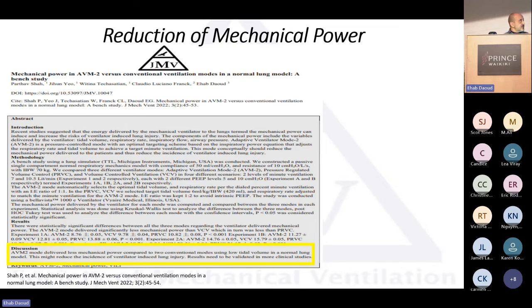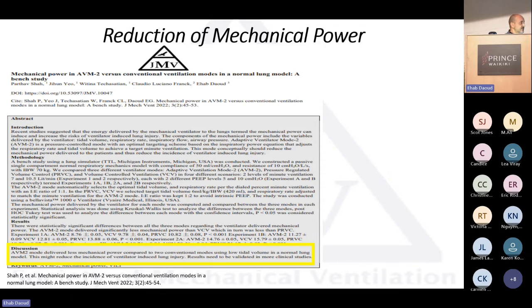This is a simulator study we did in our journal comparing AVM to pressure control in a normal lung setting, like normal compliance, normal resistance. So we compared AVM to pressure control and volume control, and we found that AVM reduced it. We tried to match the pressure control and the volume control to the same minute ventilation that we're getting with AVM. We calculated the mechanical power, and it showed the reduction of the mechanical power.